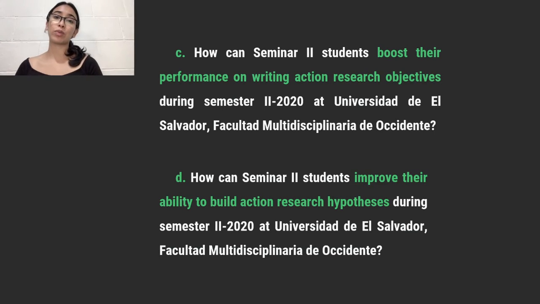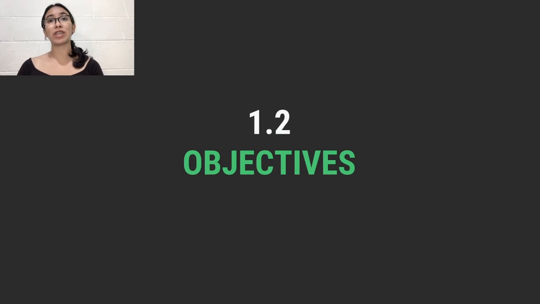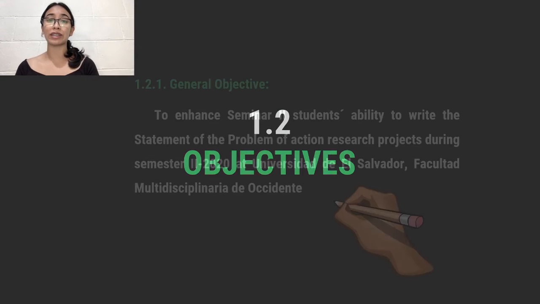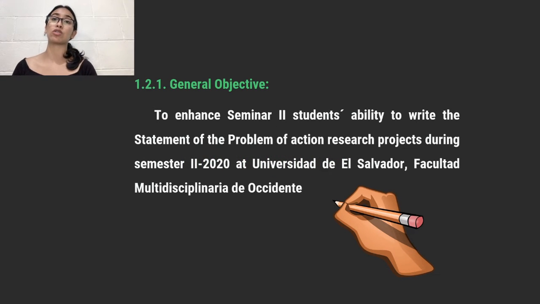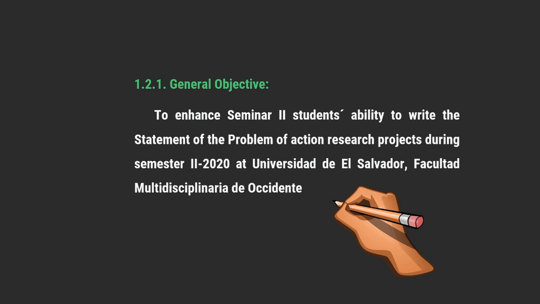Now, moving on to point 1.2, the objectives. The general objective is to enhance Seminar 2 students' ability to write the statement of the problem of action research projects during semester 2, 2020 at Universidad de El Salvador, Facultad Multidisciplinaria de Occidente.